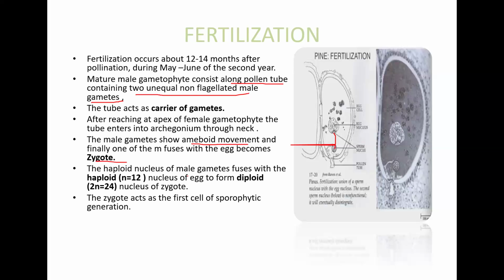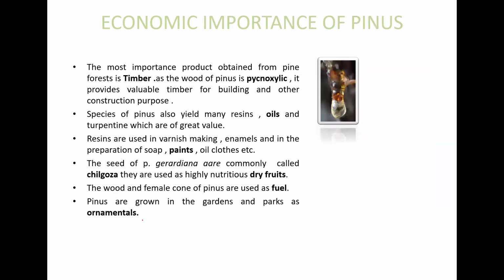Now, the haploid number of the Pinus male gamete is 12, and the haploid nucleus of the egg is also 12. Both fertilize and form a diploid zygote with a chromosome number of 24. See here, this is the egg cell, and this is the male gamete. Through the pollen tube, the male gamete passes through the opening, the micropyle of the ovule, is released into the ovule, and fertilization happens. The zygote acts as the first cell of the sporophytic generation. The sporophyte then germinates and forms the adult plant, Pinus again.